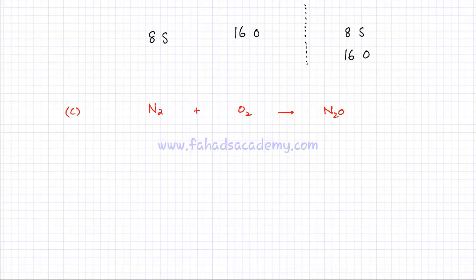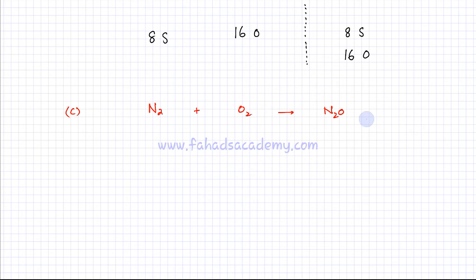In this third example, I have 1 molecule of N2. 1 molecule of N2 contains 2 nitrogen atoms joined together, and I have 1 molecule of O2. That means 2 oxygen atoms joined together, and they're forming a molecule of N2O, which means that in 1 molecule you have 2 nitrogen and 1 oxygen atom. Now I need to balance the equation.